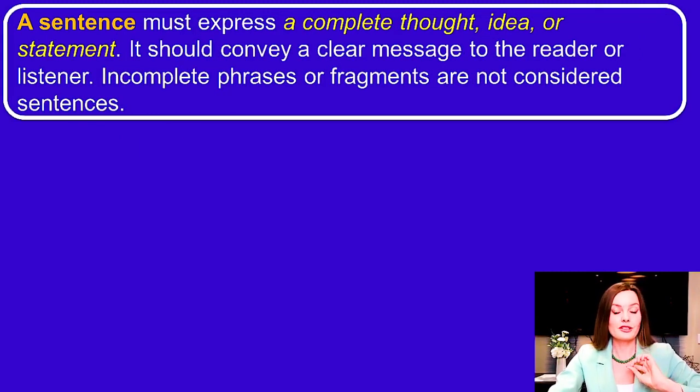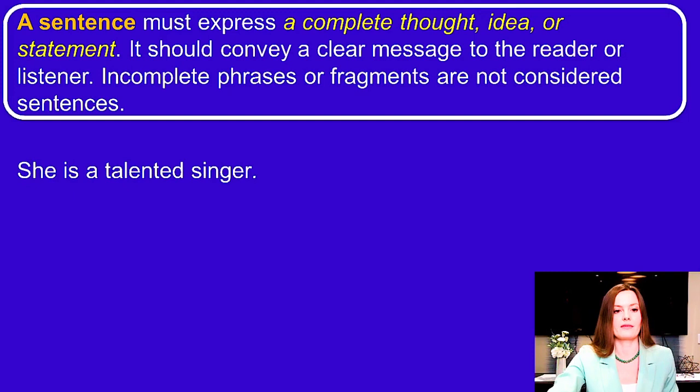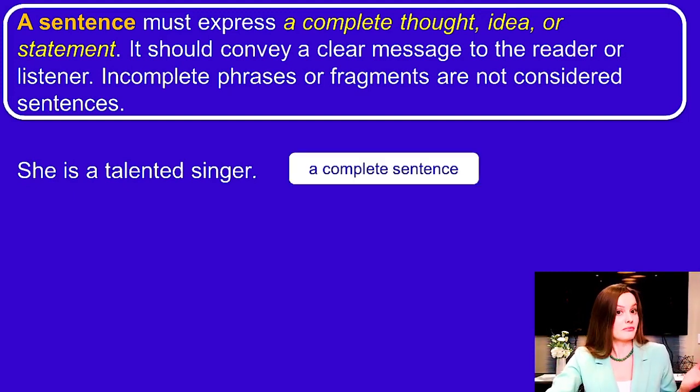It is also important to know that a sentence must express a complete thought, idea, or statement. It should convey a clear message to the reader or listener. Incomplete phrases or fragments are not considered sentences. For example, she's a talented singer. It's a complete sentence. Why? Because it conveys a clear message. She's a talented singer. You can understand it very well, right?